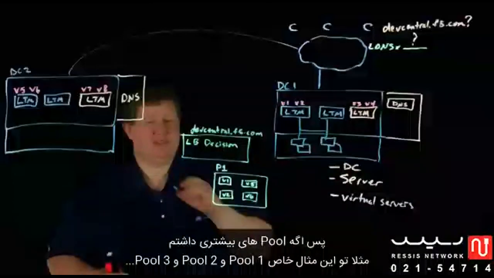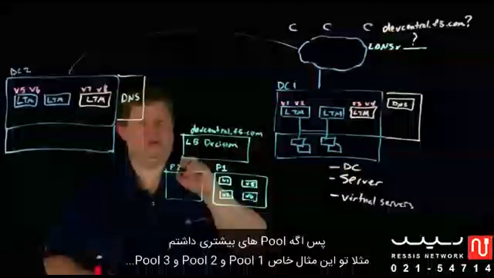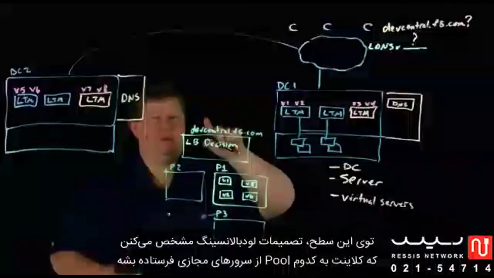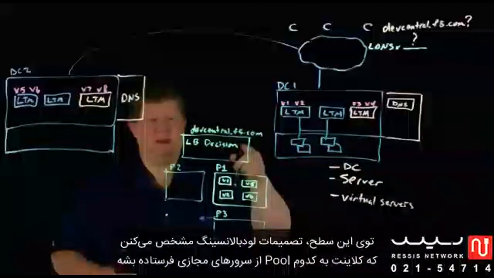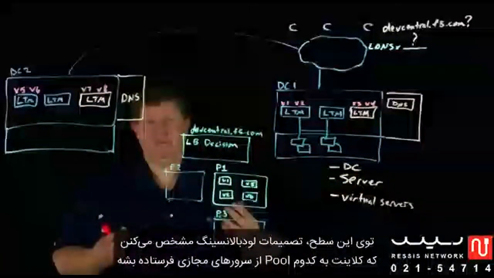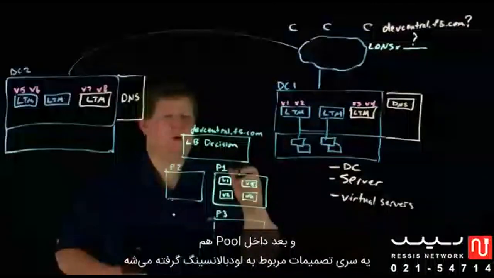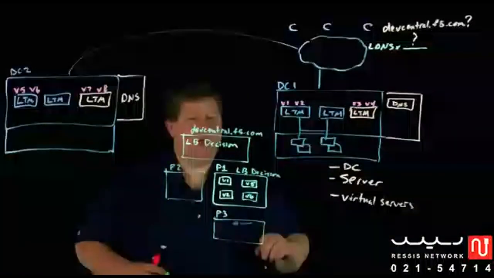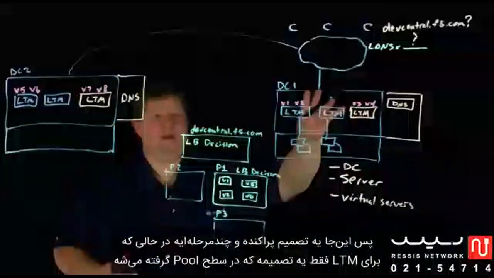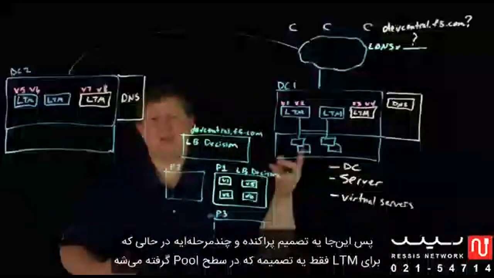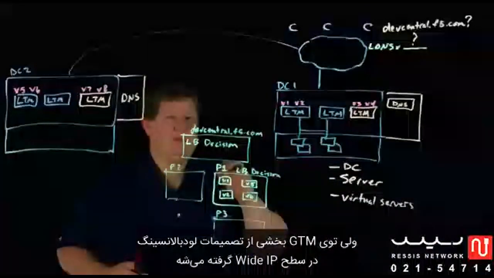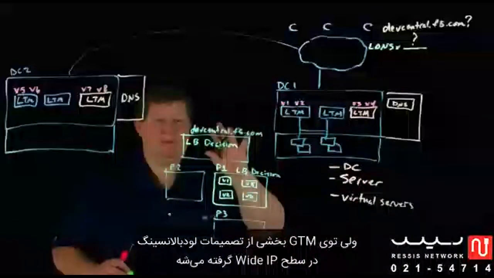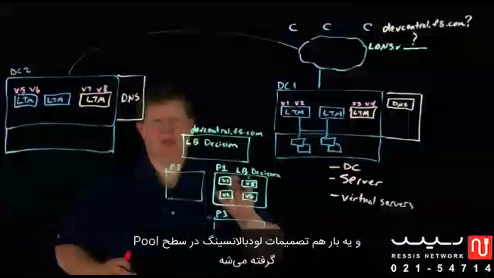If I had more pools, say that in this particular one I have a pool 2, a pool 1, and a pool 3, at this level it's going to make a LB decision for which pool of virtual servers I want to send it to. And then within the pool, there's also an LB decision that is going to be made. So it's a tiered decision, whereas on LTM, it is just a singular decision at the pool level. With GTM, it is the LB decision at the wide IP level, and then the LB decision at the pool level.